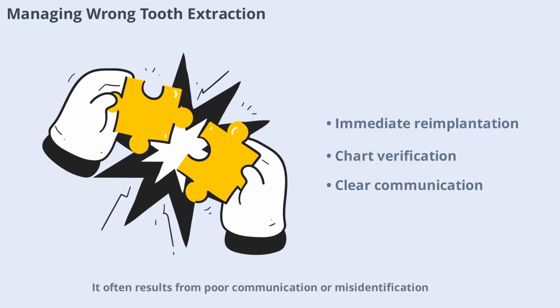It often results from poor communication or misidentification, especially in orthodontic cases. Management includes immediately replacing or reimplanting the mistakenly extracted tooth, checking charts, and marking teeth with indelible pencils. Inform both the orthodontist and the patient about the error. Prevention is always better, so double-checking and clear communication are essential steps before any extraction procedure.